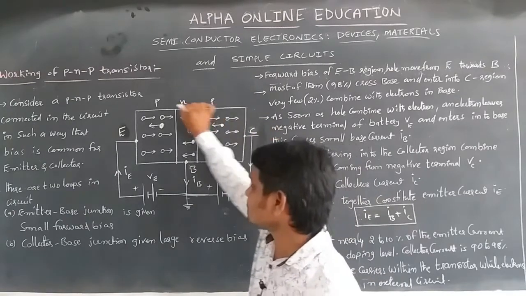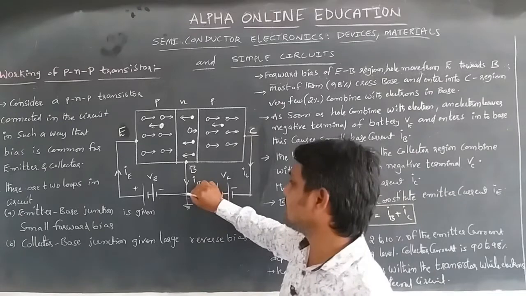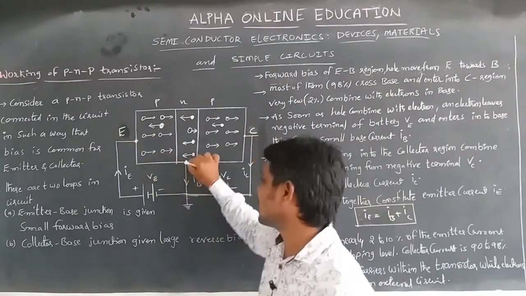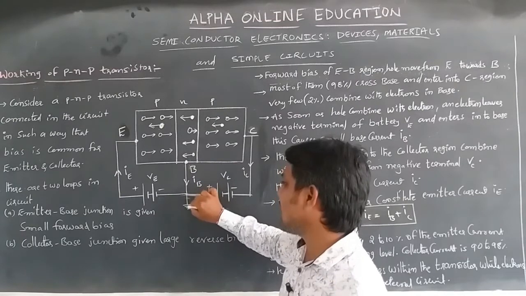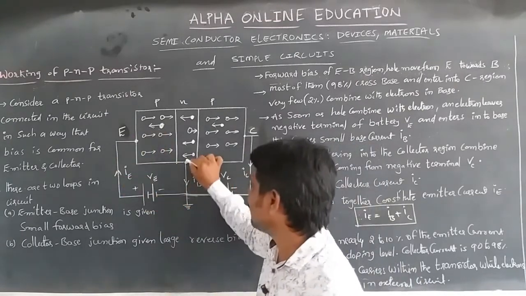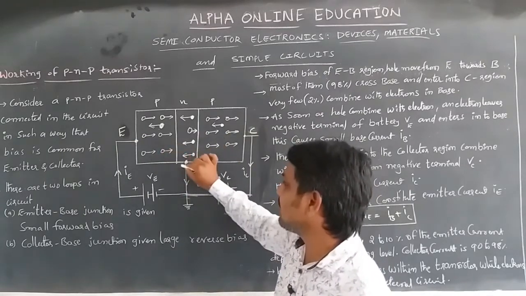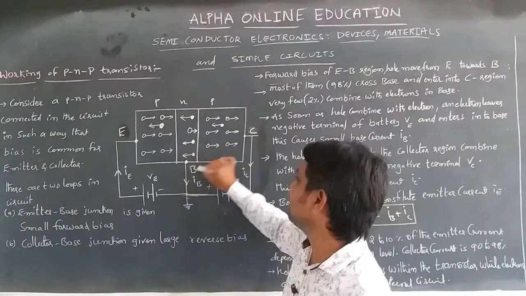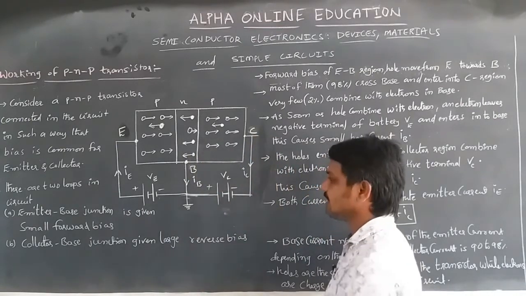Consider this PNP transistor circuit is biased: the collector and emitter are commonly biased at the base, and there are two loops. This one is one loop and this one is the other loop. Here, the emitter-base loop and the base-collector loop.